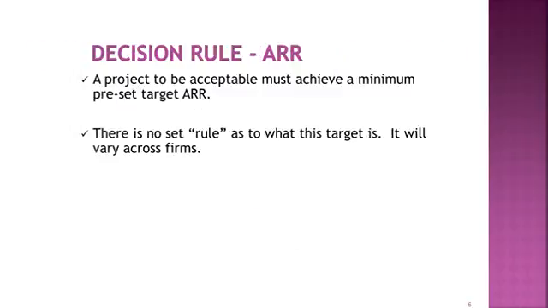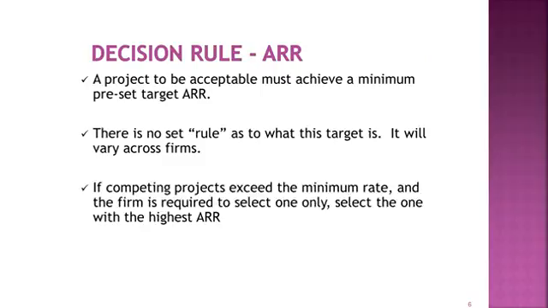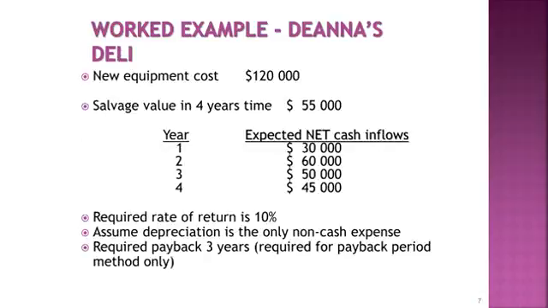The decision rule for the accounting rate of return: for a project to be acceptable it must achieve a minimum preset target ARR, and there is no set rule as to what this target is. It will vary across firms. If competing projects exceed the minimum rate and the firm is required to select one only, select the one with the highest ARR. Okay, now these all work better with examples.